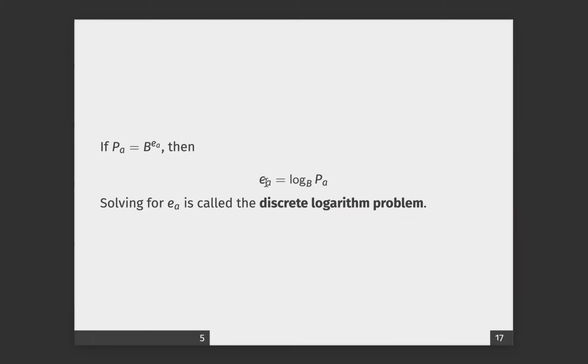Yeah, and why are we interested in getting EA? We are interested in getting EA because EA is the private key of Alice. Which means if you know EA, then you can read every encrypted message that goes to Alice, because you know the private key.